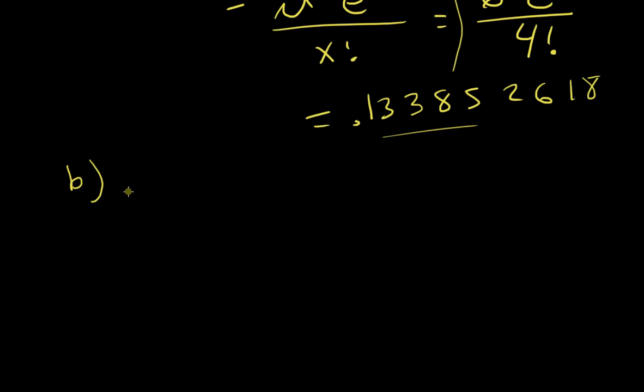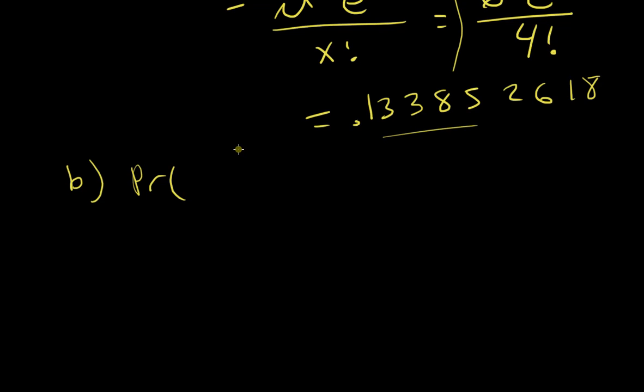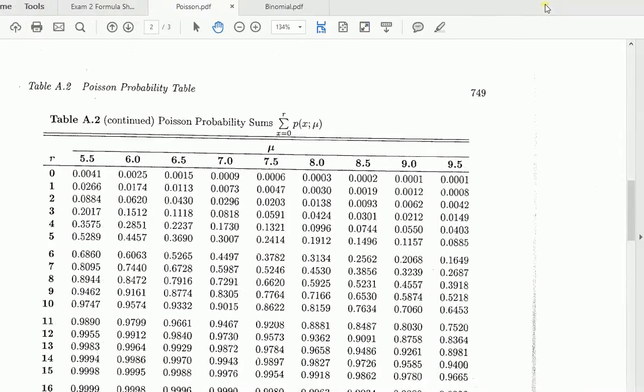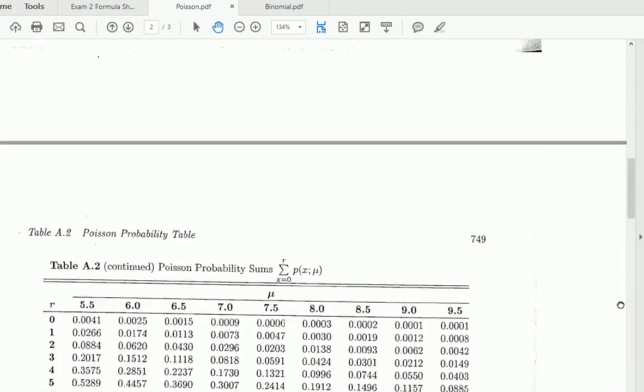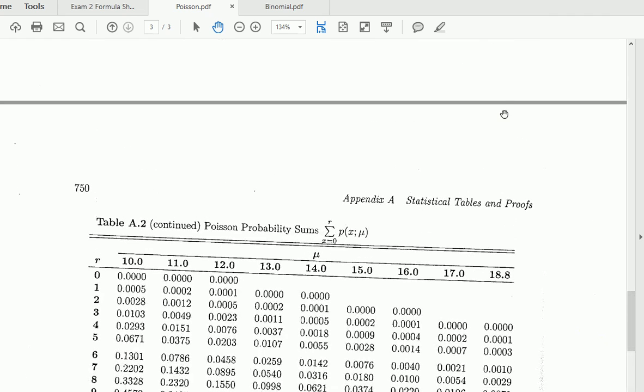So B, what does it say? It says that at least 4 arrive. At least 4. So that means X is greater than or equal to 4. Now mu here is 48. So I'm not going to be able to use my table, I don't think. If I go to my table, the highest value of mu that I have on my table is 18. So I'm not going to be able to use the table.